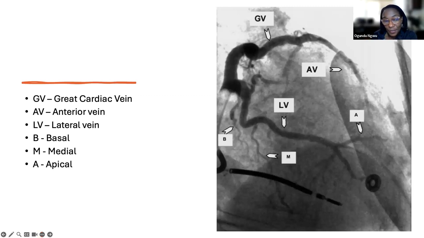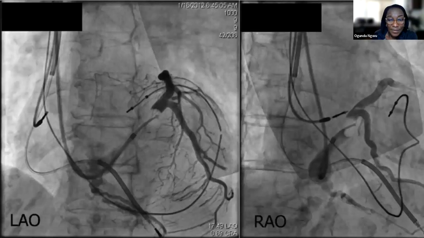Next slide. So this is another picture, an LAO picture of a CS lead that goes all the way into the CS, and it's in the anterior branch, the anterior interventricular vein. So this is a lead that you know upfront will not provide any benefit.